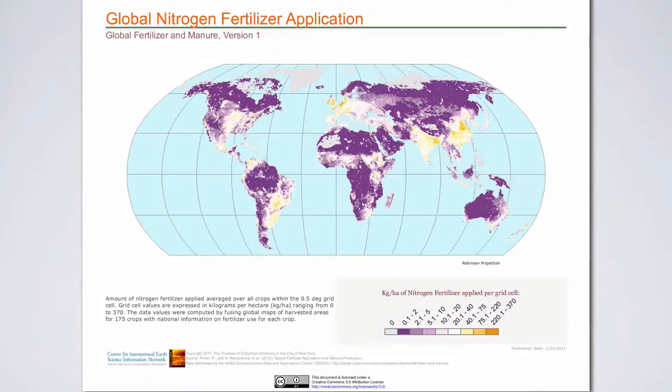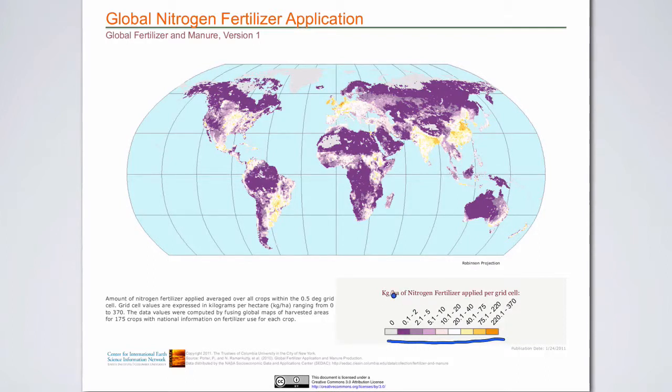When this is done on a local scale, it might have a local effect, but when the extent of fertilization reaches global scales, we see that there are global consequences to the addition of fertilizers. This is the map of global nitrogen fertilizer application. The scale for this map is in kilograms per hectare of nitrogen fertilizer added.